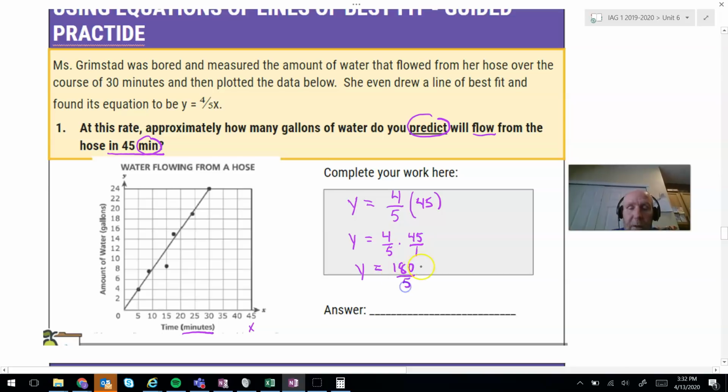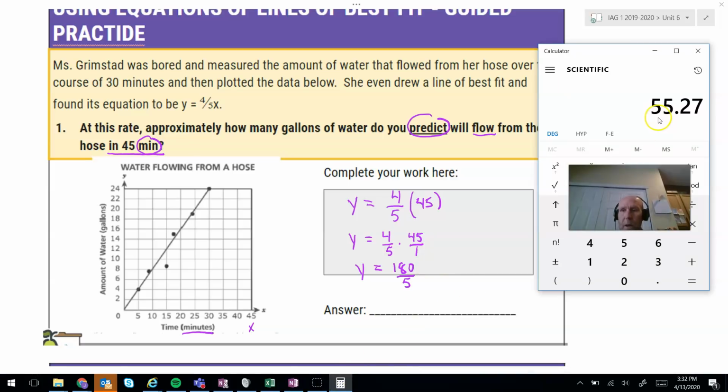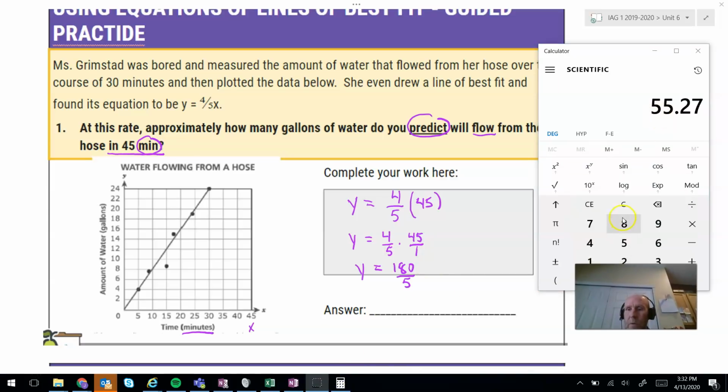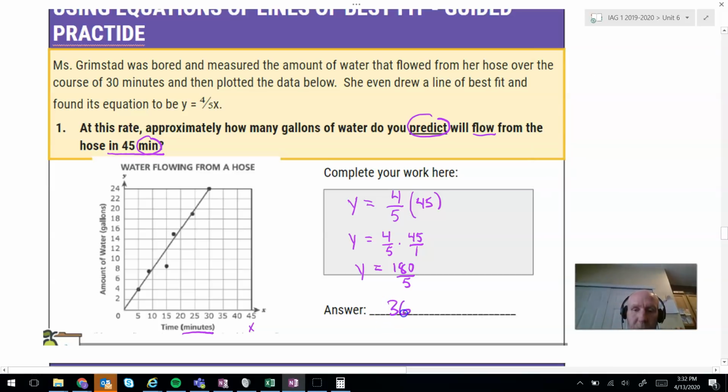divided by 5, and check your calculator here. Nearly positive we've got 36. I'm going to double check that on my calculator real quick. Go ahead and do 180 divided by 5, 36. Okay, so then that means we would predict that 36 gallons would flow in the 45 minutes. Okay, so that's one example of how we can use this.